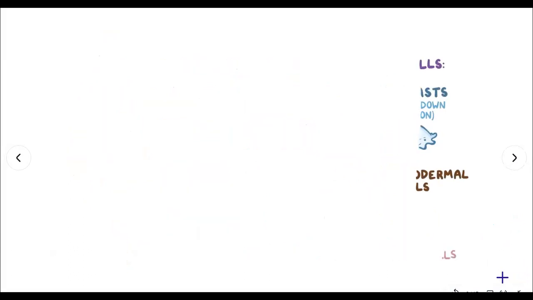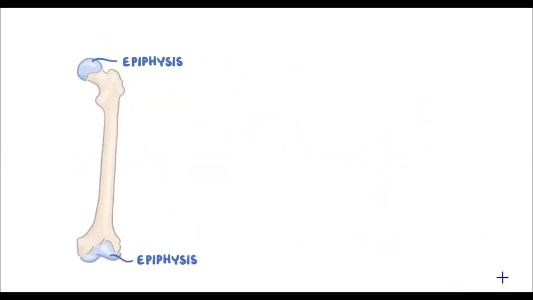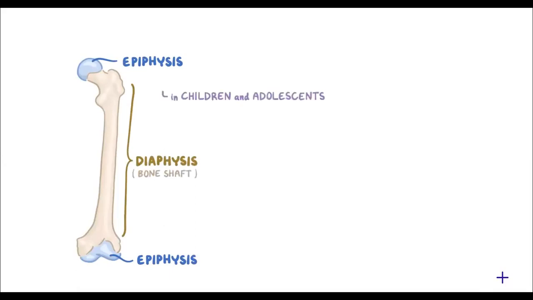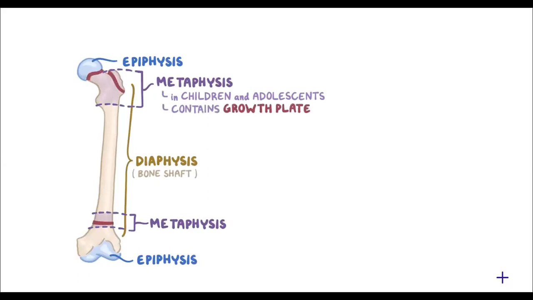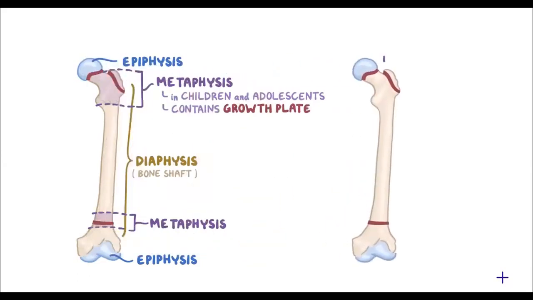Now, in terms of anatomy, looking at a long bone, like the femur, it has two epiphyses, which are the ends that contribute to joints with other bones. Between the two epiphyses is the diaphysis, also called the bone shaft. In children and adolescents, there is an additional narrow portion between the epiphyses and the diaphysis called the metaphysis. The metaphysis contains the growth plate, the part of the bone that grows during childhood. In adults, the growth plate has ossified and fused with the diaphysis and the epiphysis.